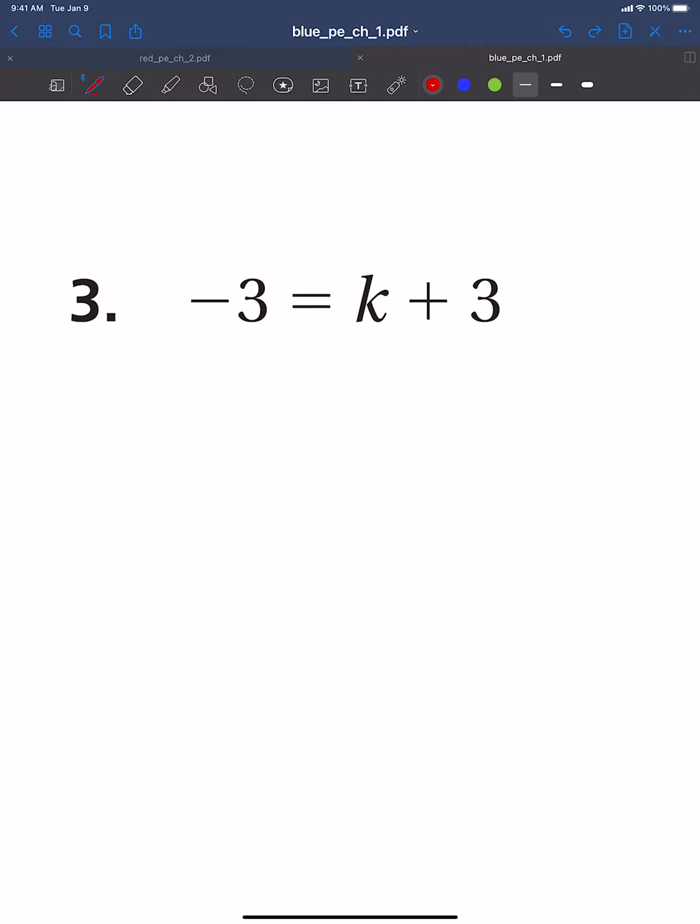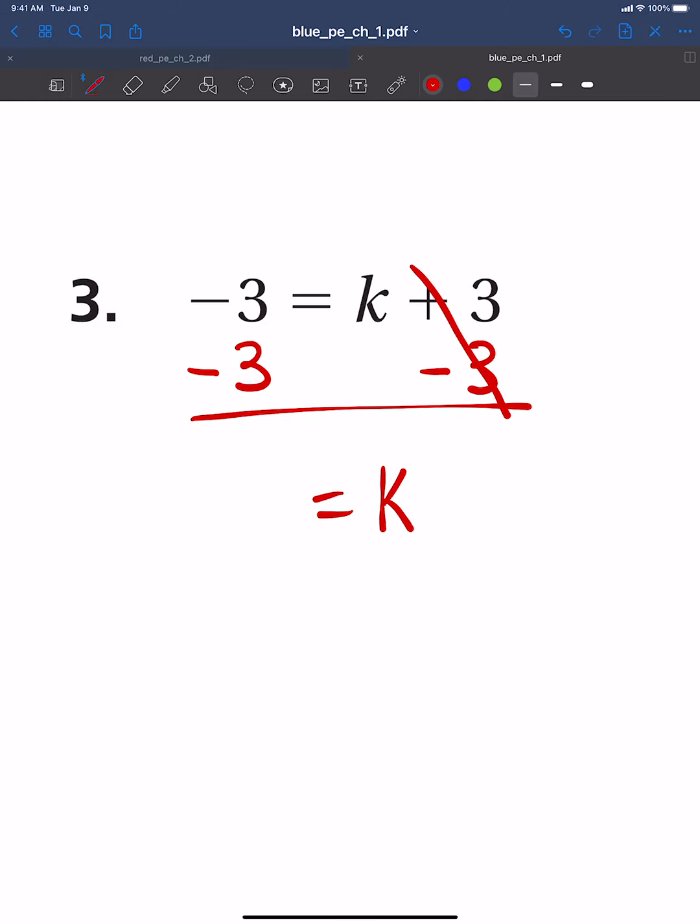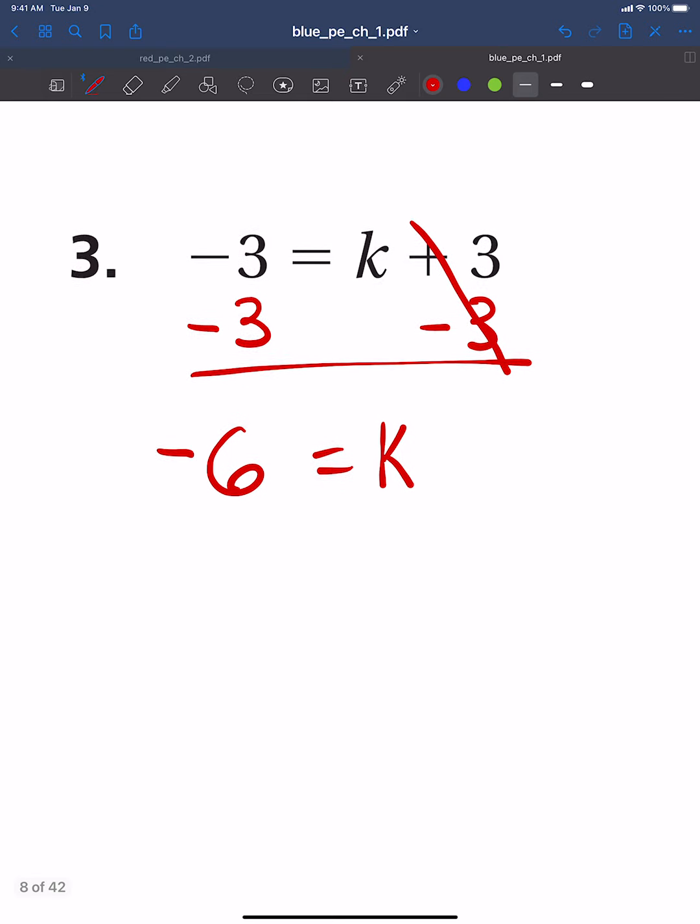So we want to get k by itself. We ask ourselves, what's happening to k? Well, it's being added by 3. The opposite of that would be subtract 3. But if I do it to one side, I've got to do it to the other. 3, take away 3, that's 0. It's gone. k is by itself. That's what we want. Negative 3 minus 3, signs are the same, so we just add. 3 plus 3 is 6. Keep the signs they both have. Negative 6. Simple, right?